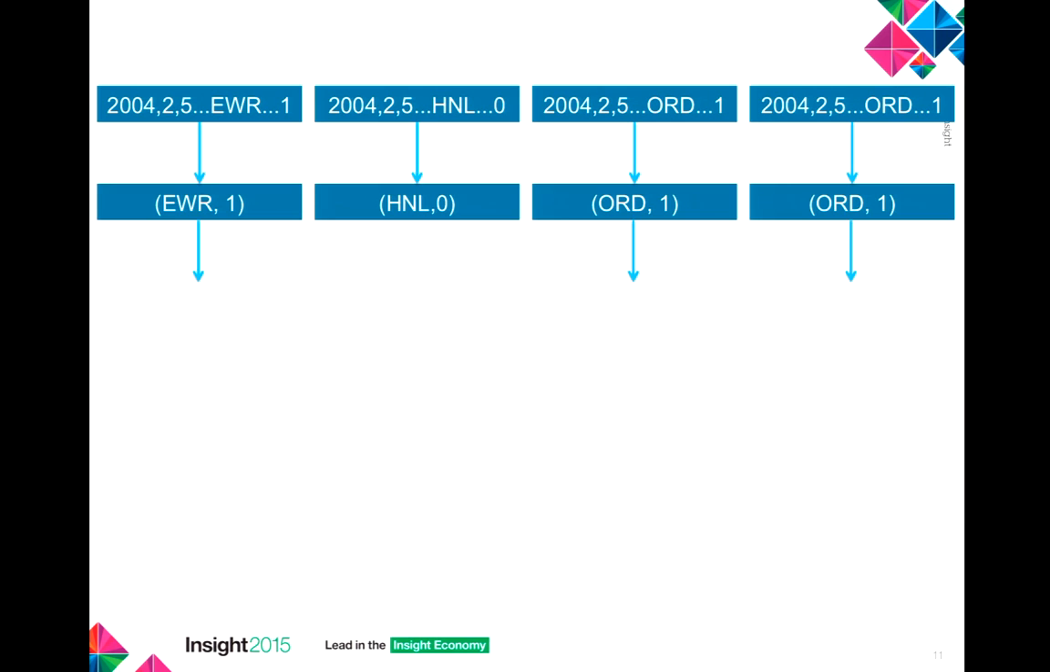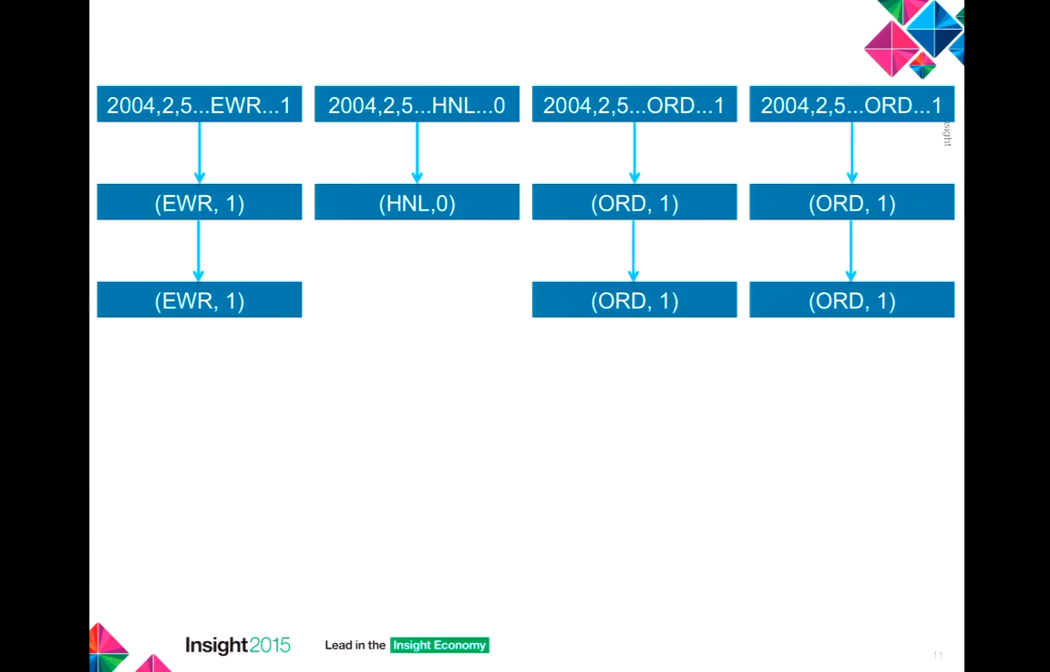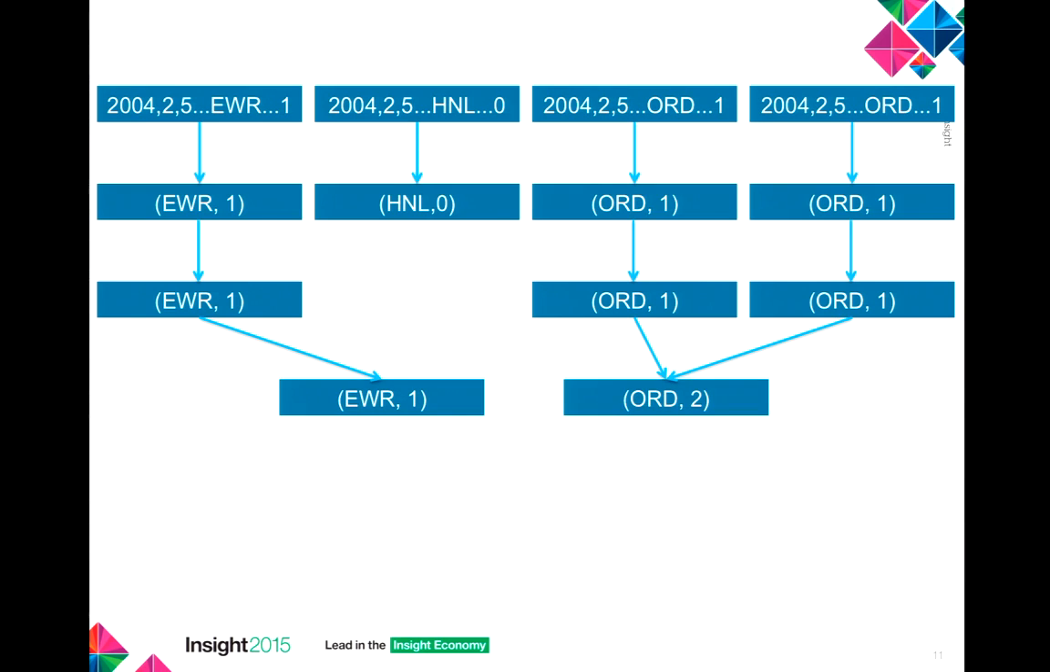And then I want to throw away Honolulu because that flight was not canceled. So I'm only interested in canceled airports, right? So it leaves me with these 3 records. And what do I want to do now? I really want to do a grouping, and I want to do a count. So all the Chicago has to come together, and the Newark has to come together, right? A 10-year-old would do that. And so we do the same thing. So we end up with EWR of 1 and Chicago of 2.